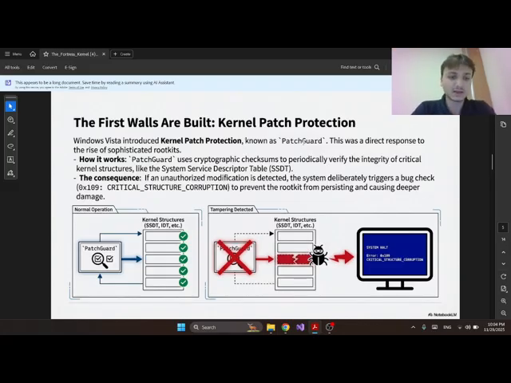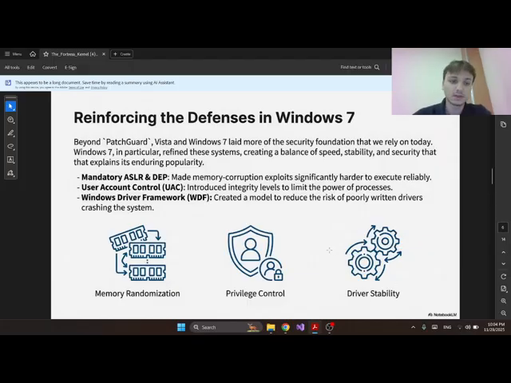This was a direct response to the rise of sophisticated rootkits. PatchGuard uses cryptographic checksums to verify the integrity of critical kernel structures. As you can see in this picture, this is a normal operation, and this is tampering detected, which we know as the blue screen of death. So let's continue with the next slide.